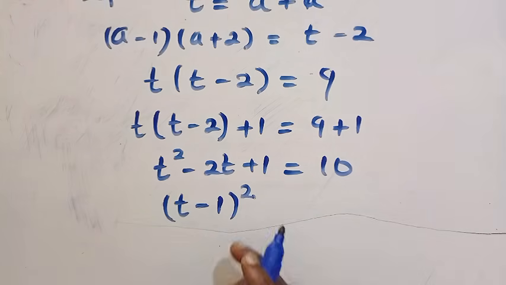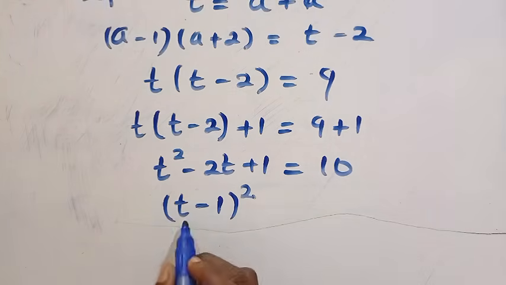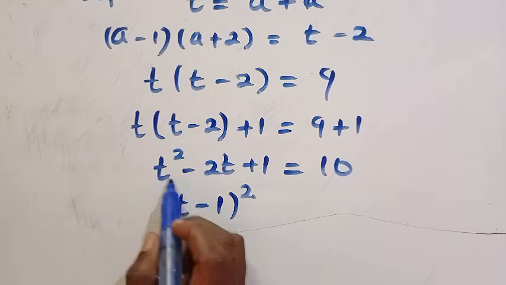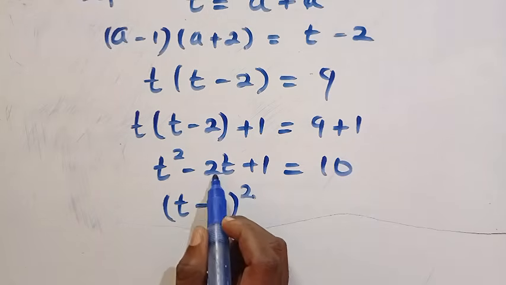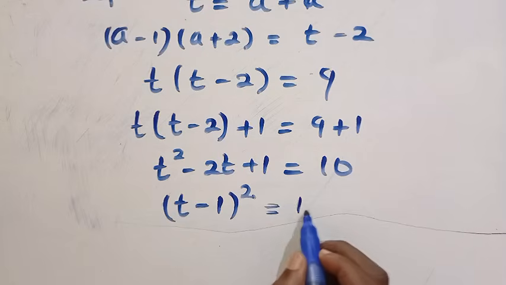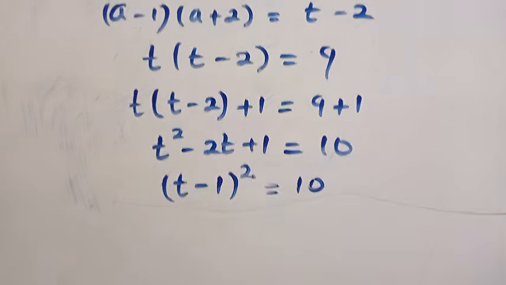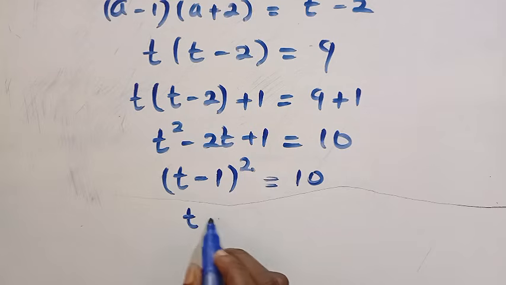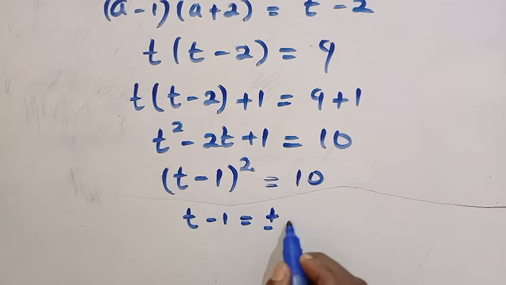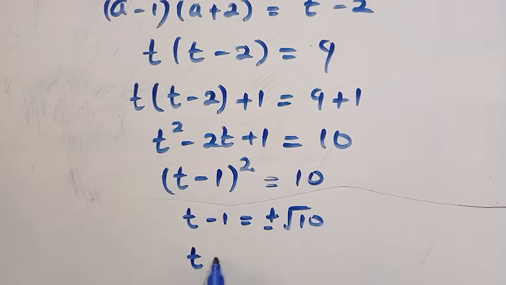At this point, you can pause this video and try to expand t minus 1 squared. We see that we get t squared minus 2t plus 1. Then this equals 10. We can take the square root of both sides, and we have t minus 1 equals plus or minus the square root of 10. And with this, we have t equals 1 plus or minus the square root of 10.